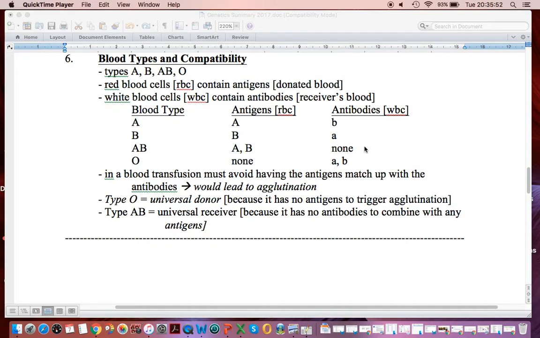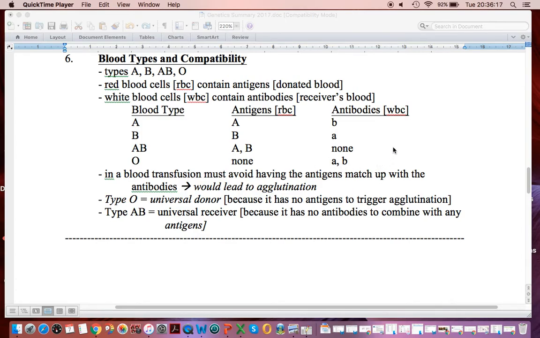But let's take a look at blood type A. What can it be donated to? Well, blood type A has A antigens, so it can be donated to blood type A. It can't be donated to B because B has A antibodies, not a match there. It can be donated to AB because there are no antibodies, and it cannot be donated to type O because we see an A here and an A there. They would get together and agglutinate.